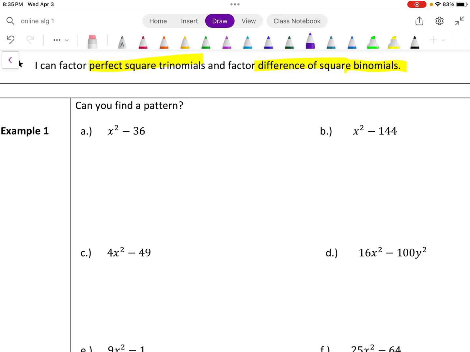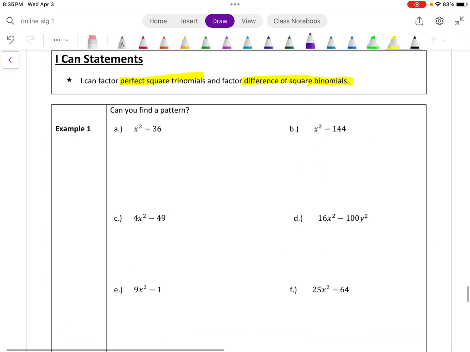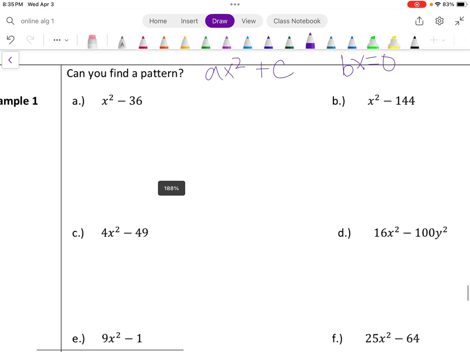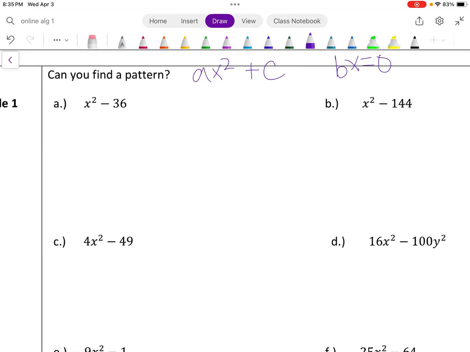All right, if I'm looking at these first couple, we're not going to do them all, but they all have the same thing in common. They're the form ax squared plus c. None of them have a bx term. So for all of them, bx must be 0. If I'm thinking about letter A, x squared minus 36 is the same as x squared plus 0x minus 36. Well, I'm trying to factor this.